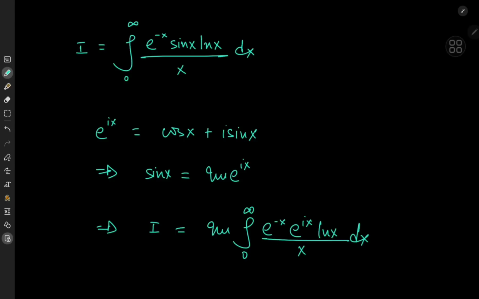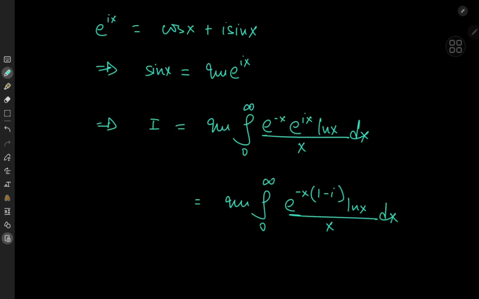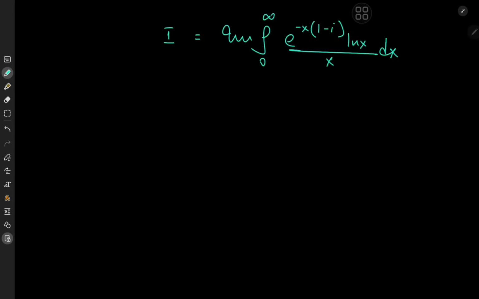dx. And now that we have two exponential functions in the numerator, we can multiply them. And in this multiplication, we have the arguments being added up. So we have the imaginary part of the integral from 0 to infinity of e to the negative x plus i times x, from which we can factor out a negative x term, leaving us with 1 minus i, times this log x term divided by x dx. It looks like we've made things substantially worse by the introduction of complex numbers. So that means we're on the right track.